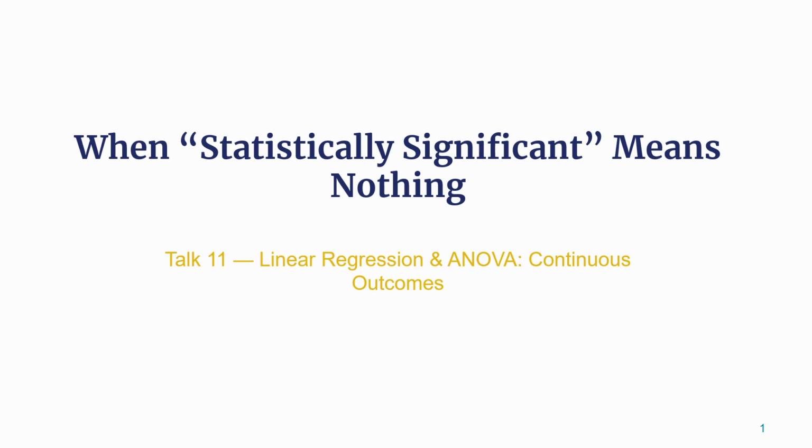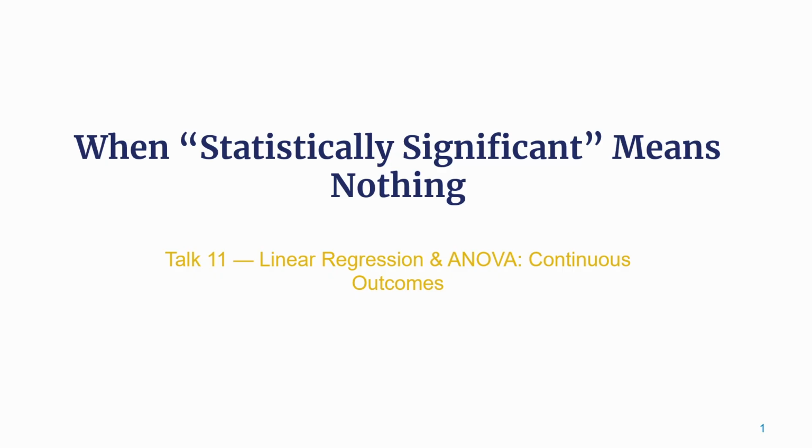To Talk 11, the final talk in our extended series on interpreting veterinary literature. Today we're covering linear regression and ANOVA, the workhorses of continuous outcome analysis. These appear whenever the outcome of interest is a measured number: creatinine concentration, body weight, blood pressure, pain scale score, intraocular pressure, or any other quantitative measurement.